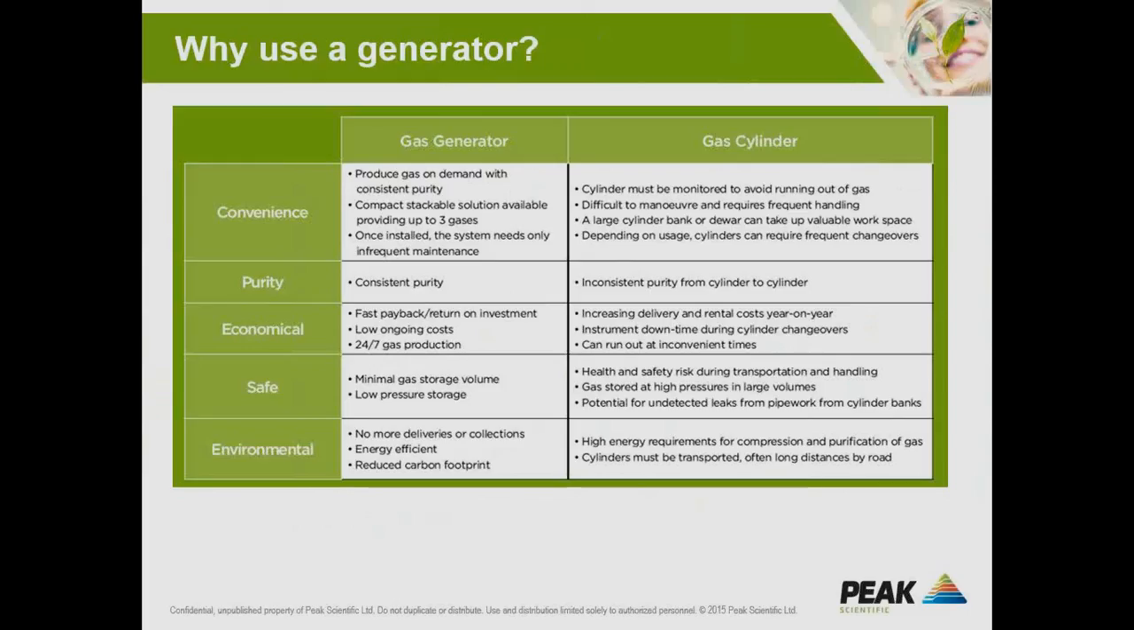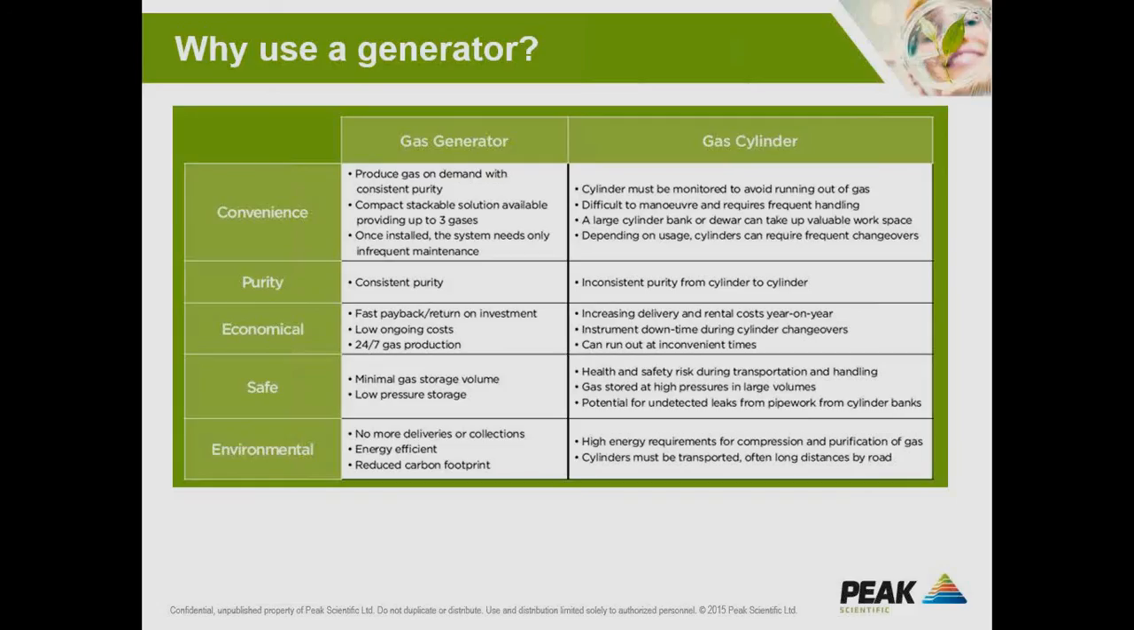Purity. Gas generators produce a consistent purity of gas, whereas cylinders can have inconsistent purity from cylinder to cylinder, since cylinders are only batch tested. So it's possible that you could get the bad apple in the batch. In terms of economy, gas generators offer a fast payback or return on investment. You have low ongoing costs, so once the system's installed, there's very little in terms of cost of ownership, and you have 24/7 gas production. Contrast this with cylinders, where you're at the mercy of the cylinder company in terms of delivery costs and cylinder rental. And you also have the issue of instrument downtime when you're changing cylinders, and the risk of introducing contaminants.